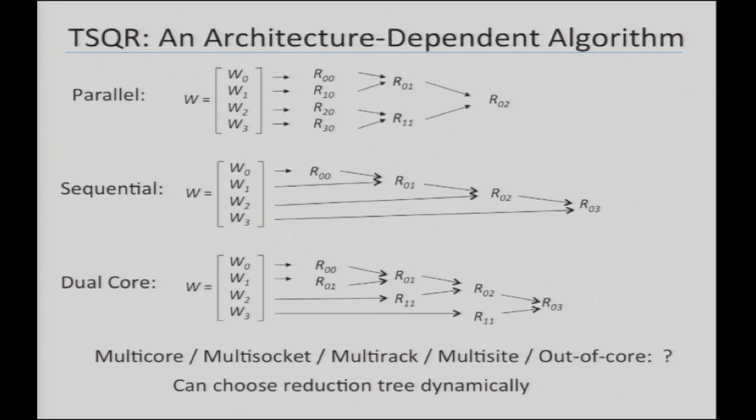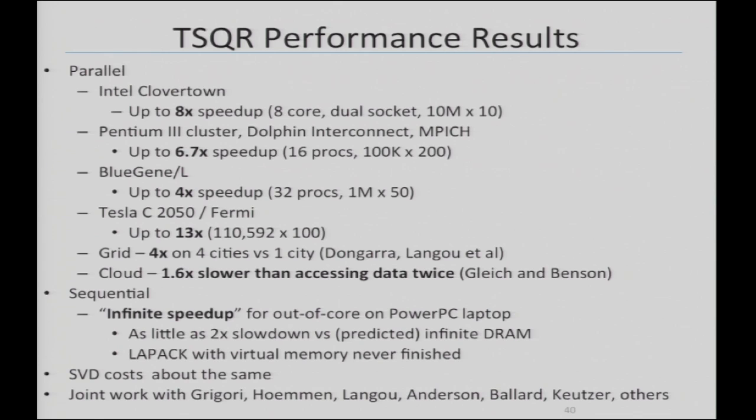And so what kind of speedups can we get from doing this? Here are just some summaries of some old speedups on a whole bunch of different architectures. On Intel Clovertown, there was an 8x speedup on 8 cores. This is an old Pentium 3 cluster, a 6.7x speedup. Blue Gene 4x. This was an old Fermi Tesla GPU, 13x speedups. This was a grid. This was four different computers over 4 French cities. You can imagine how long it takes to move data between different French cities, or any cities over the internet. And so the most speedup you could possibly get is a factor of 4 because you have 4 computers, and it actually worked that way.